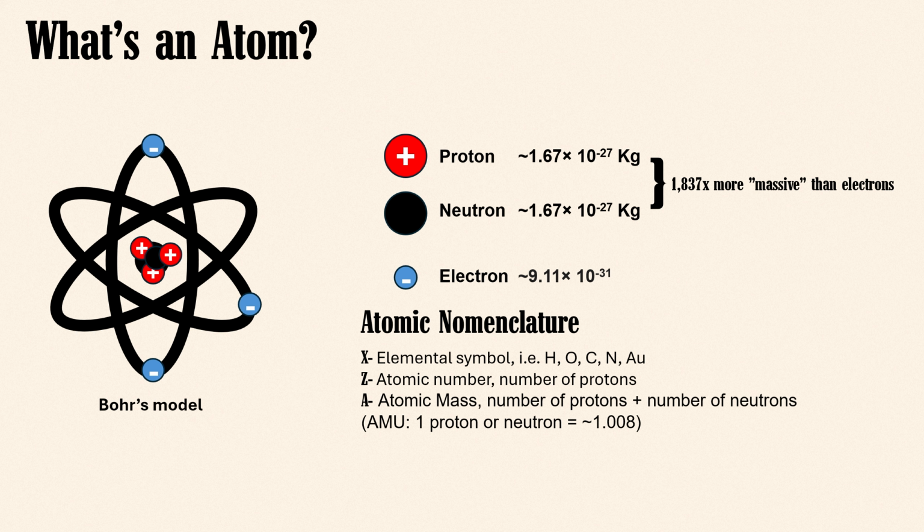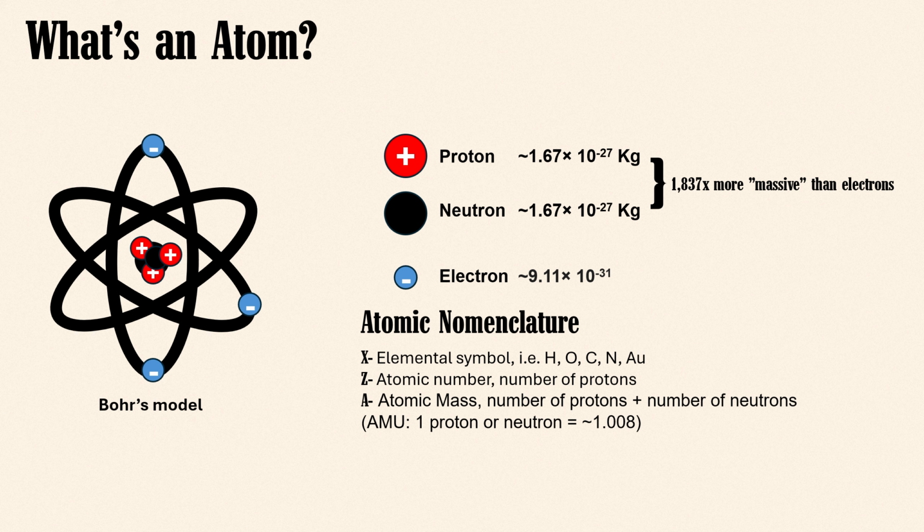I also want to briefly explain atomic nomenclature, where X represents elemental symbols, think hydrogen, oxygen, carbon, nitrogen, and Au representing gold. Z is the atomic number, which is equal to the number of protons, and this defines what the element is. A is the atomic mass, which is the number of protons plus the number of neutrons.